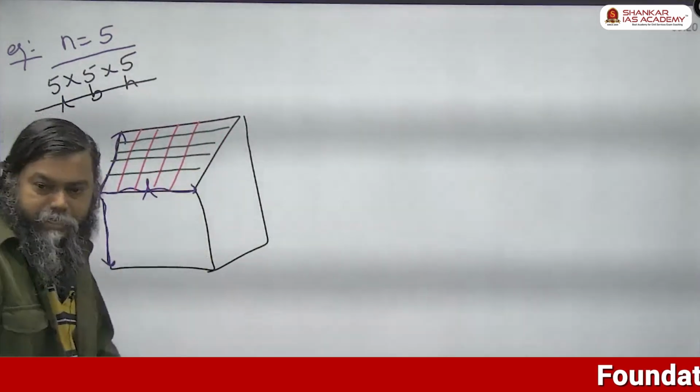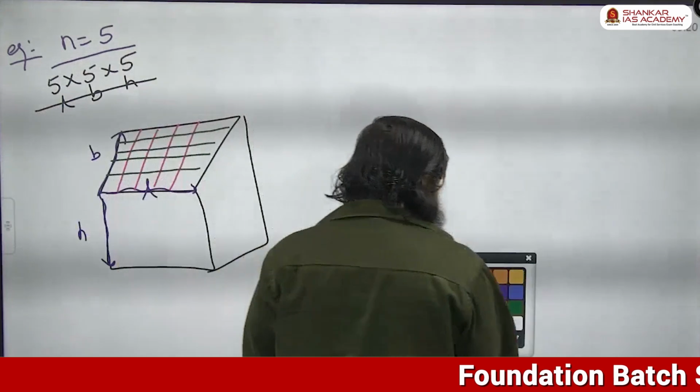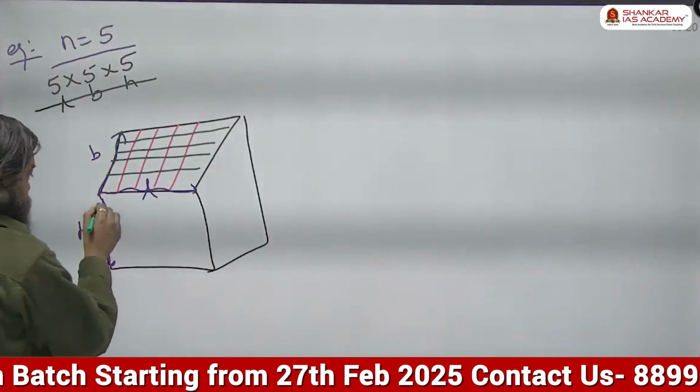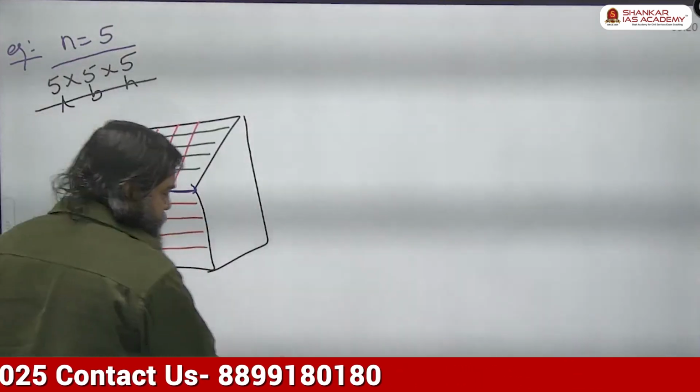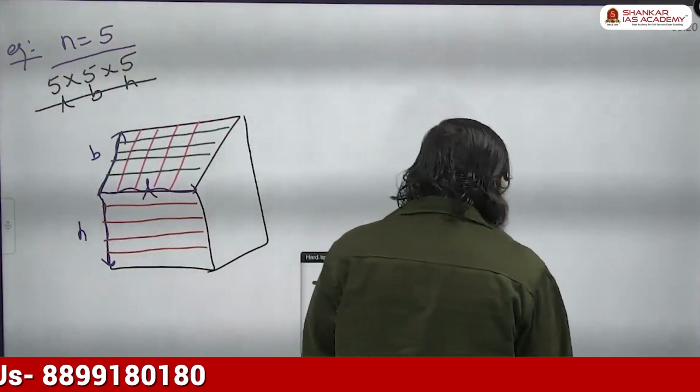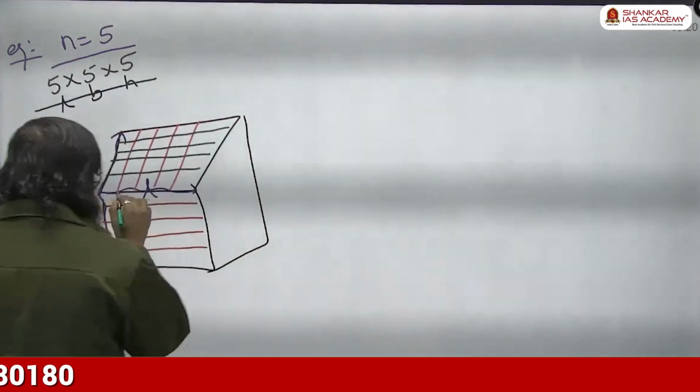Height is how much? 5. 5 pieces means how many cuts? Height is like that. I have to cut like this. Understand? 1, 2, 3, 4. Are you understanding? Now you can extend the line.